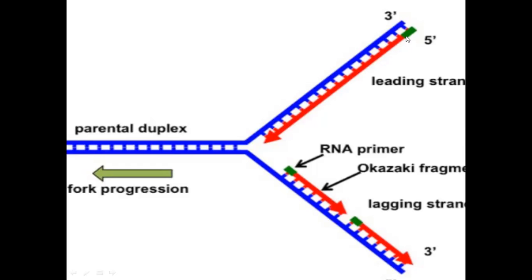This is the primer on which the DNA polymerase starts synthesizing the 5' to 3' strand continuously like this. There is no disturbance here. So it is continuously synthesized, and this is called the leading strand. And then the RNA primer comes here.